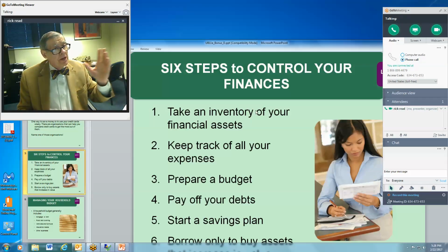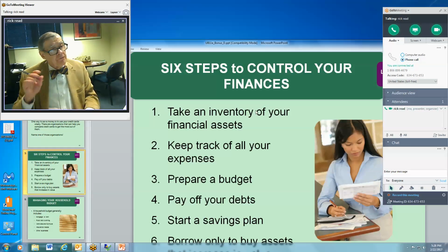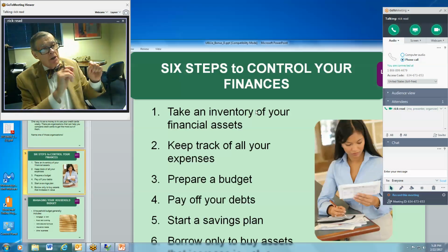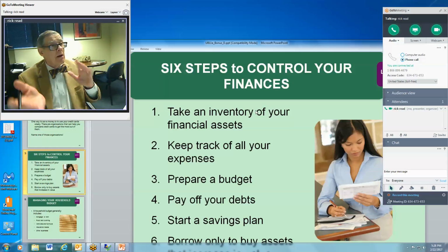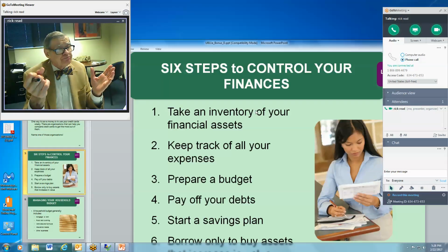Have a budget. Now, I'll come back to that in a second. Pay off your debts as best you can and as quickly as you can. I'll come back to that too. Start a savings plan. And then finally, borrow money only to buy assets. Normally speaking, an asset is something that increases in value over time. So prepare a budget. I do want to come back to that.